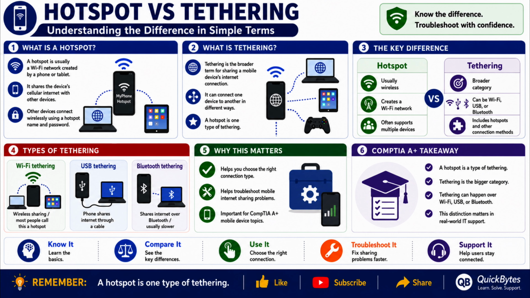So what is the difference between hotspot and tethering? A hotspot is usually a wireless Wi-Fi network created by a mobile device to share cellular internet. Tethering is the broader term for sharing a mobile device's internet connection with another device. So a hotspot is a type of tethering, but tethering can also happen over USB or Bluetooth. That distinction is important for CompTIA A+ and for real-world troubleshooting.